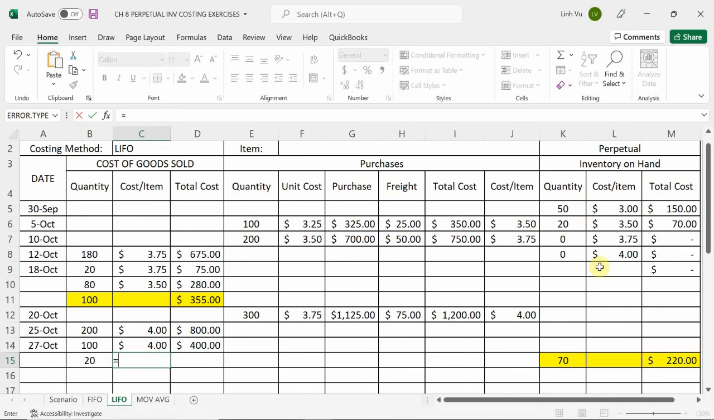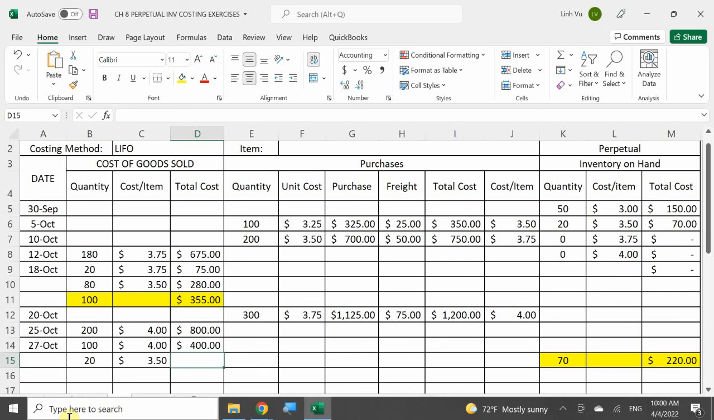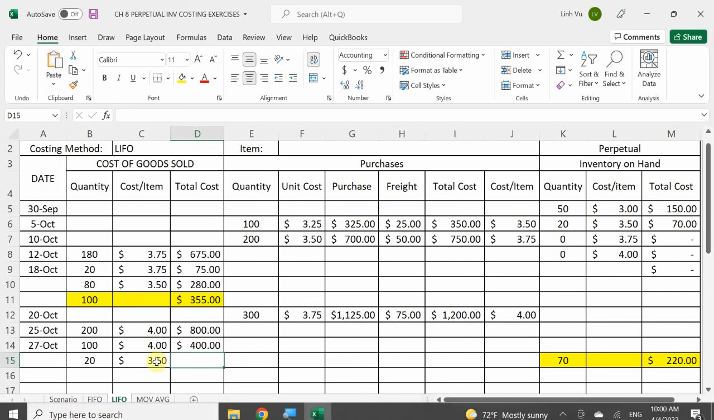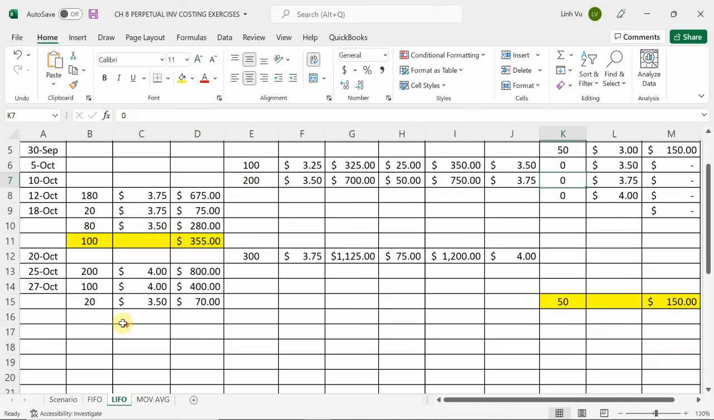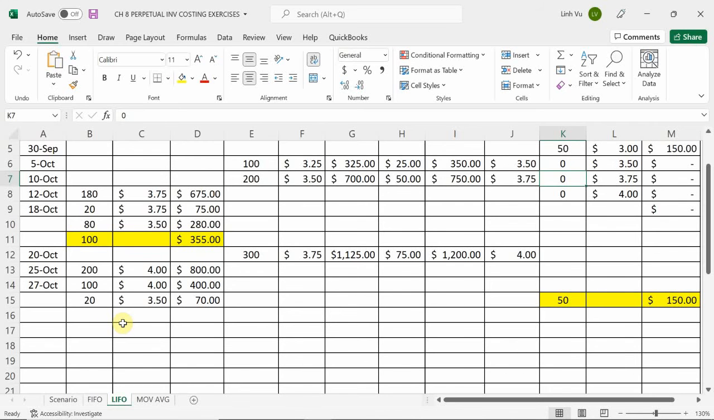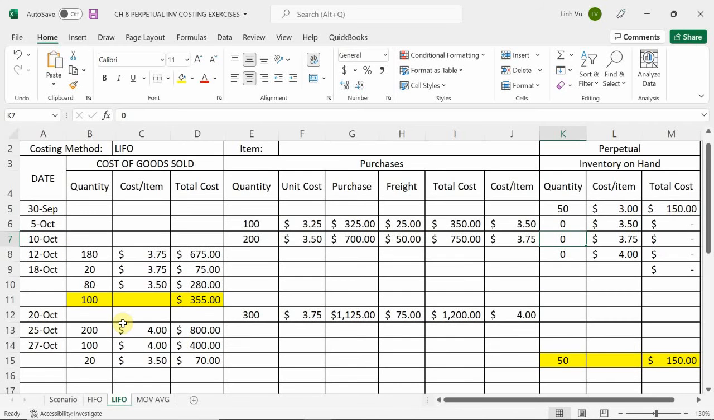How much did it cost me? The 20 by 350. Good. So in this case, we already know what that's going to tell me, right? We have it already calculated here. It's going to be $70. Okay. So now that I got rid of these 20 units here, how many more do I need to sell? We were having 150. We got rid of the 20. We need 130. We need 30 more. Okay.